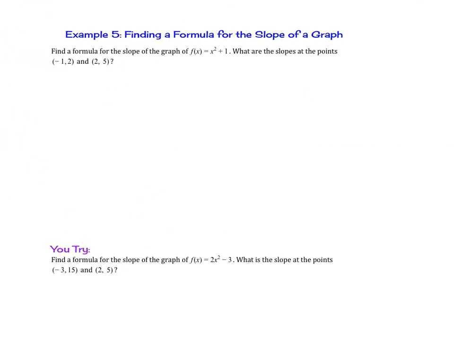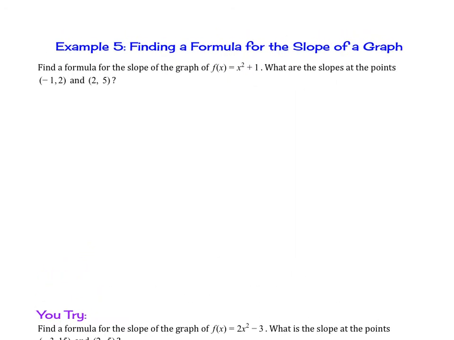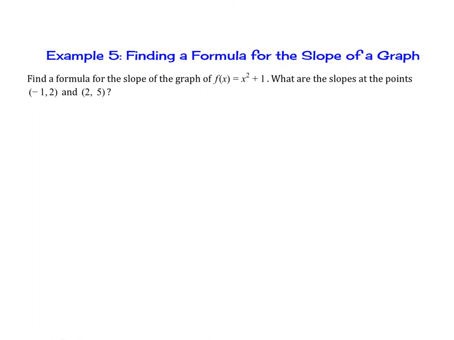So let's find a formula for the slope of a graph. Find a formula for the slope of the graph of f of x equals x squared plus 1. And then we want to find the slopes at the points of negative 1, 2, and 2, 5. So there's a little bit of work that's going to go into this. We're going to find first of all the formula, so we're going to tie it all together.